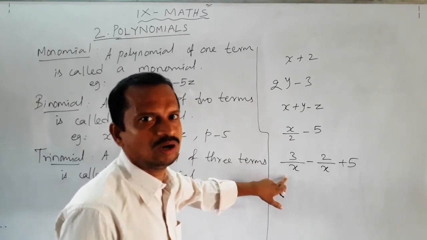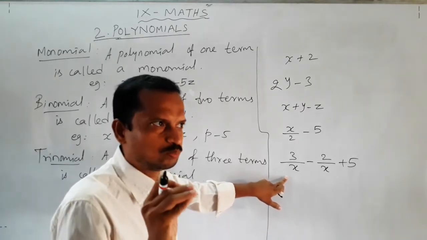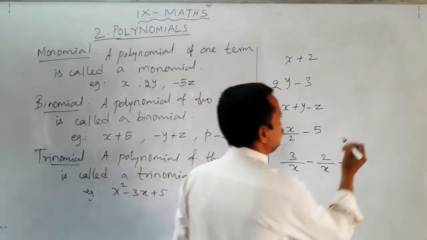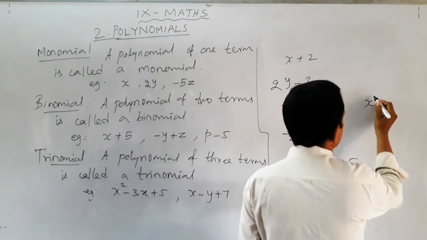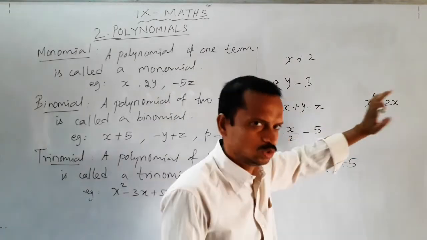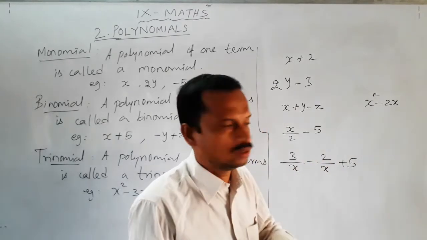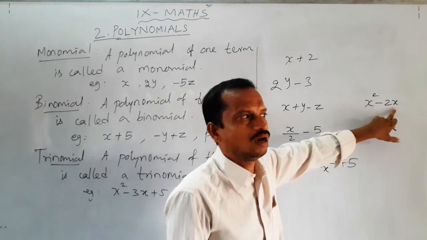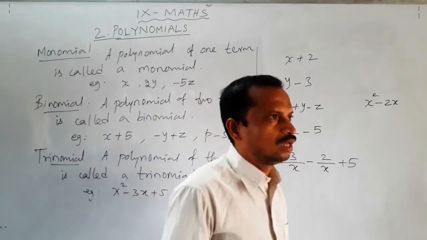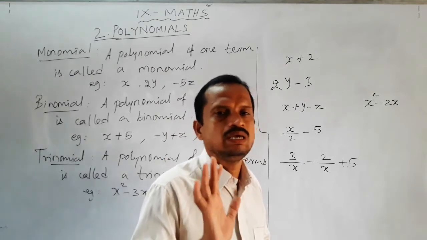Why is that? For a polynomial, you have to focus on the variable whose power, that is exponent, is a whole number. For example, if you take x square minus 2x, then the variable is x only. Here the exponent of x is 2, which is a whole number. Here x is the variable whose exponent is 1, so it is a whole number. Therefore, the exponent of each variable should be a whole number.